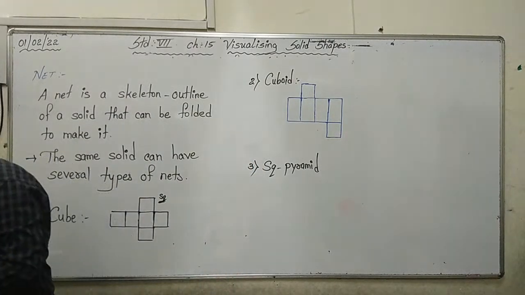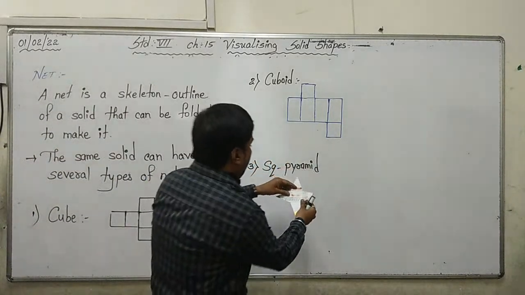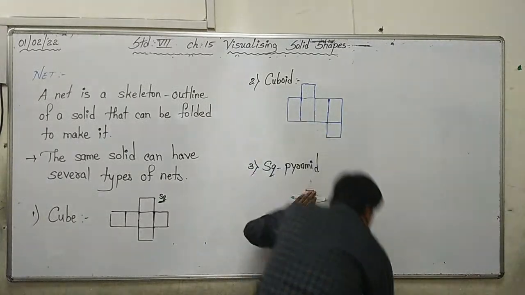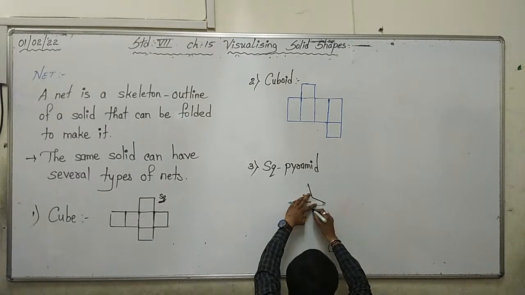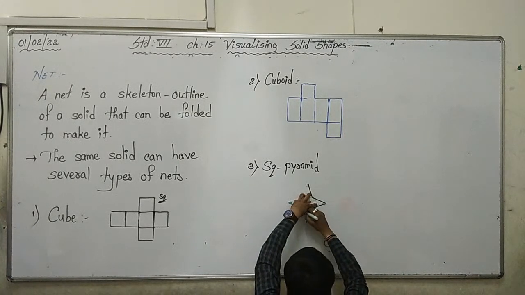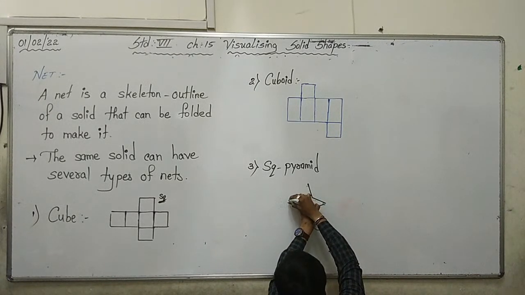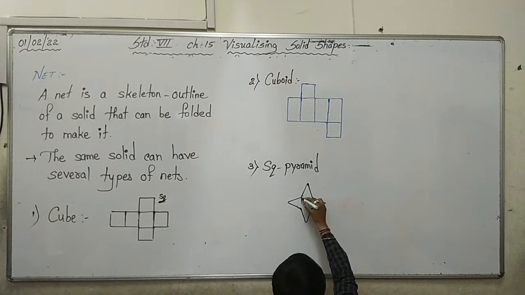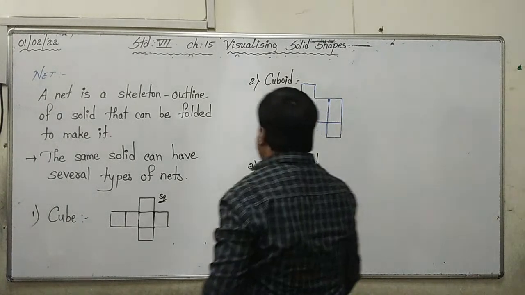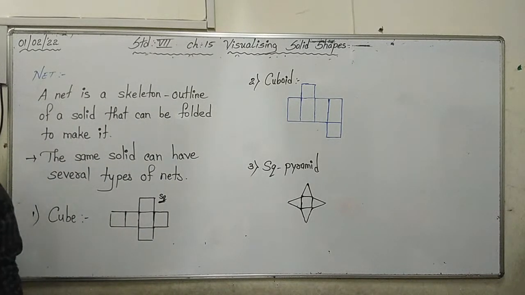Right? If I open it, you can see that one square is there, and the remaining part is in the form of triangles. One is a square, and all the remaining figures are triangles. So this is the net structure of my square pyramid.